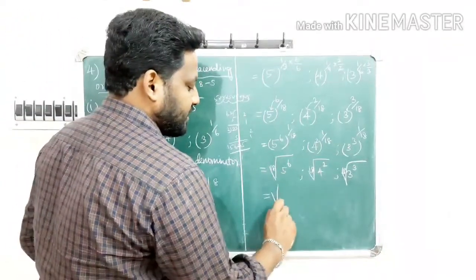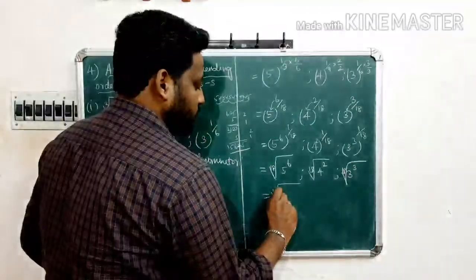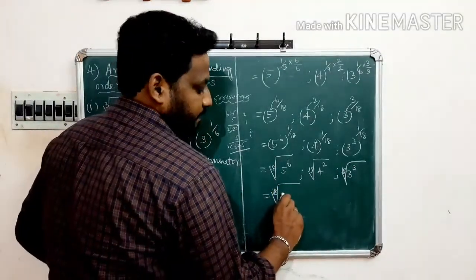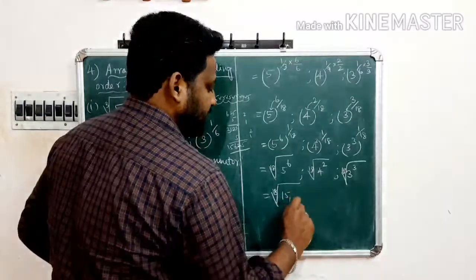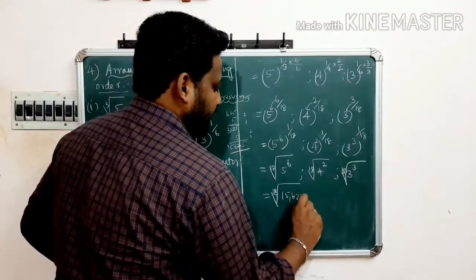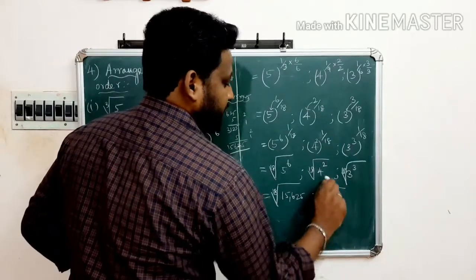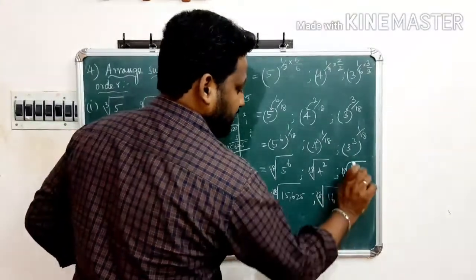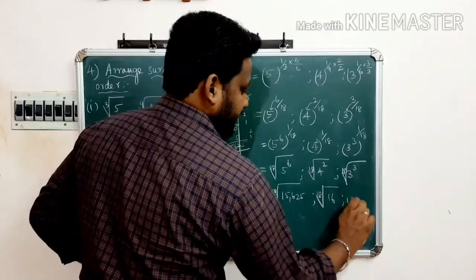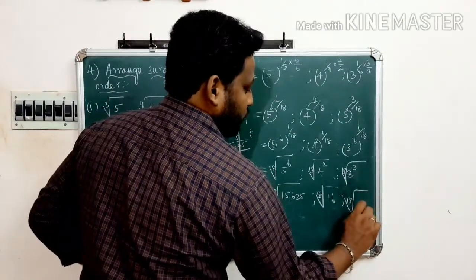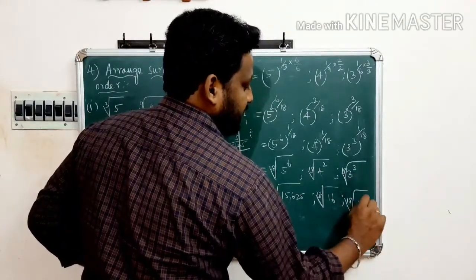So 18th root of 15,625. And the next number is 18th root of 4 squared, which is 16. And the next number is 18th root of 3 cubed, which is 3 3s are 9, 9 3s are 27.